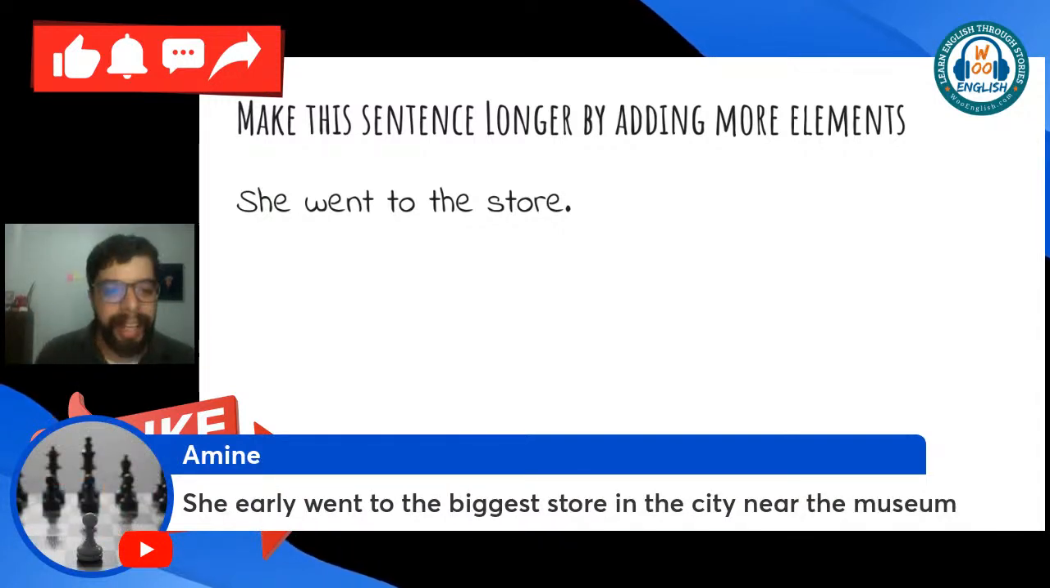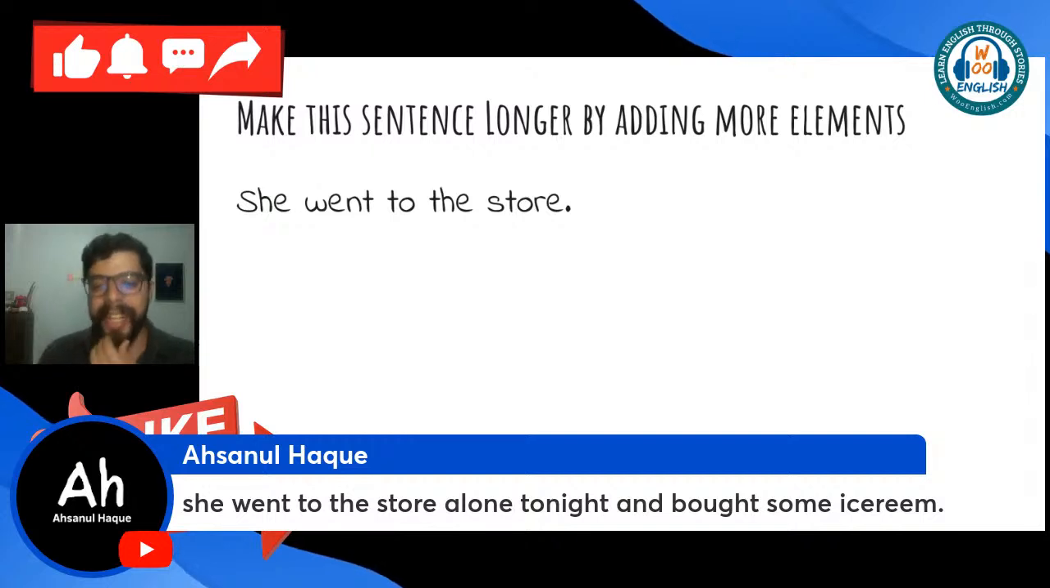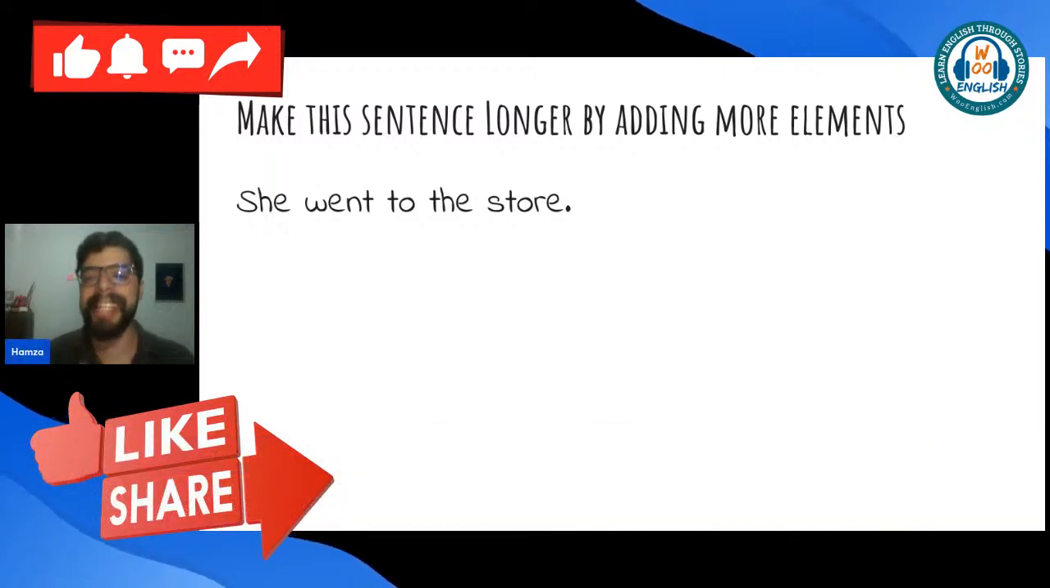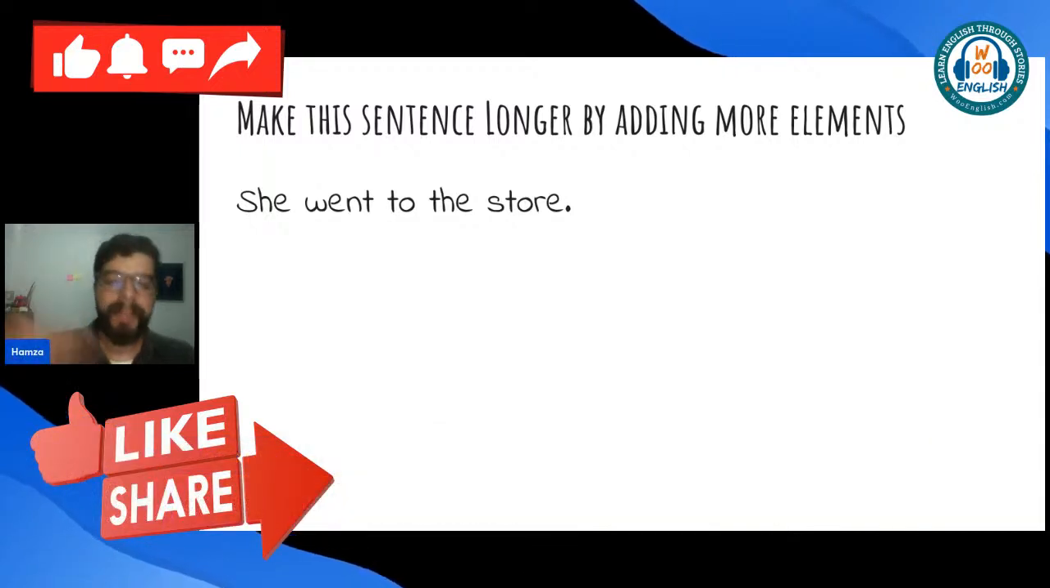Amin says she early went to the biggest store in the city near the museum. Very good. You did very well, Amin. She went to the store alone tonight and bought some ice cream. Wonderful, wonderful. You guys are writing some amazing sentences. So you make me want to type some more sentences. I will beat you guys.